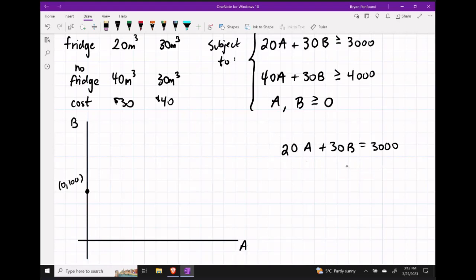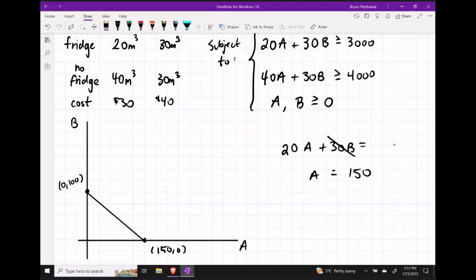And then we come back, we'll repeat the same thing for B. We'll assume that B is equal to 0. And then to solve for A, we'll divide both sides by 20. This gives 150, so I want to scan along the A-axis and plot a point at 150, 0. Then we're going to go ahead and connect these two intercepts.